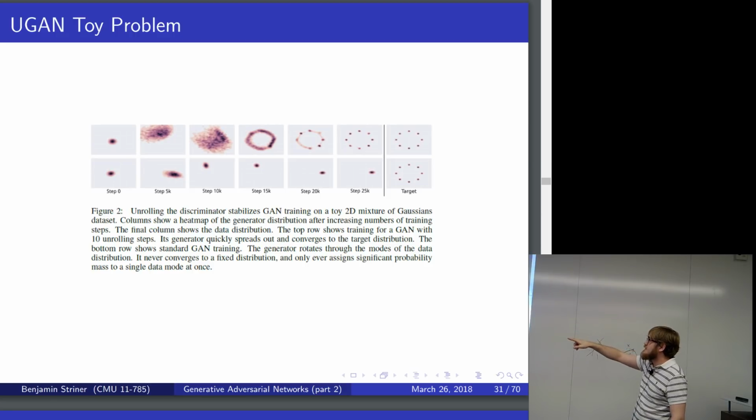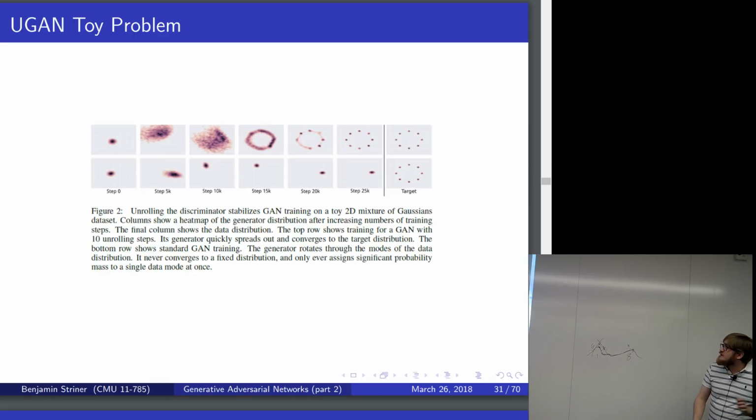Versus the bottom row, a traditional GAN, which just rotates through different points, and eventually it stops at one of the points. This is your stereotypical mode collapse: you trained it on a circle of dots, and you got one dot. That one dot happens to line up with one of your dots, but what about all the other dots you gave it? That's your mode collapse.